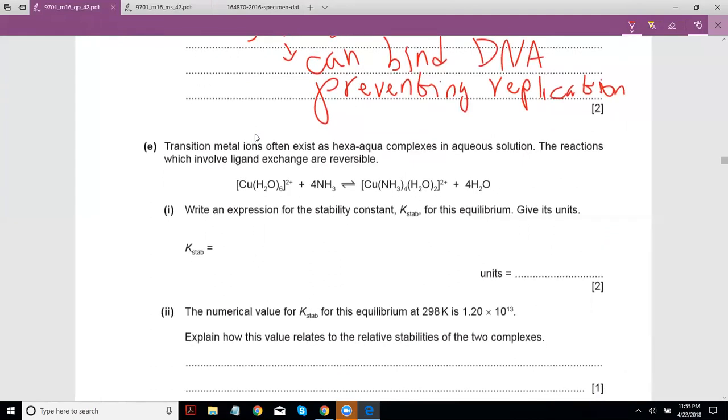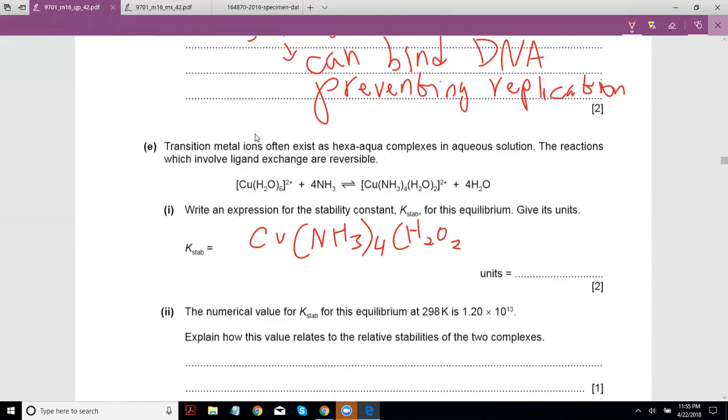Okay, so transition metal ions often exist as hexa-aqua complexes in aqueous solution. The reactions which involve ligand exchange are reversible. Write an expression for the stability constant K stab for this equilibrium. Give its units. Okay. So this is basically made like a normal equilibrium constant expression, except you ignore the water.